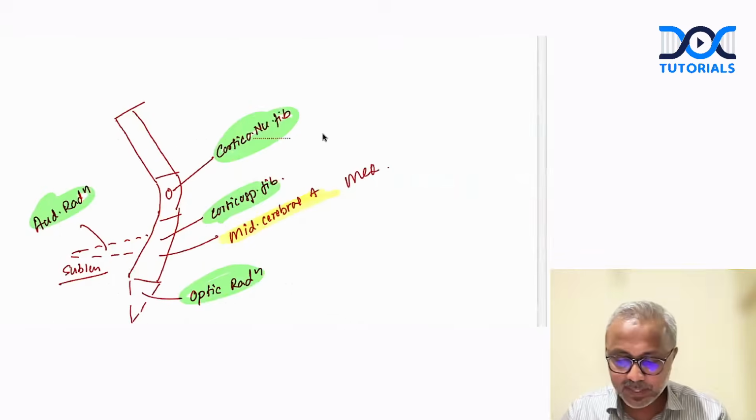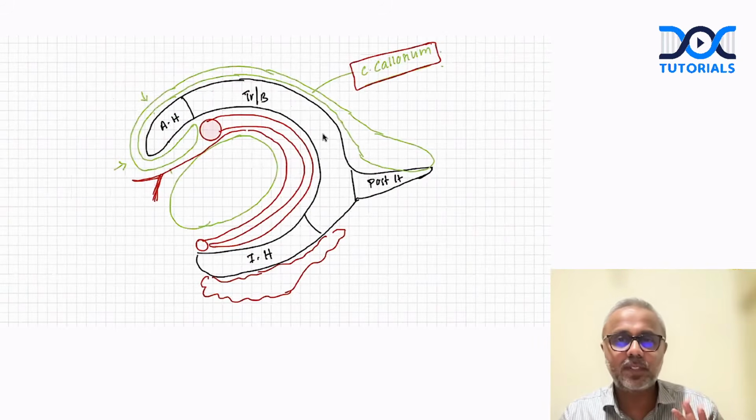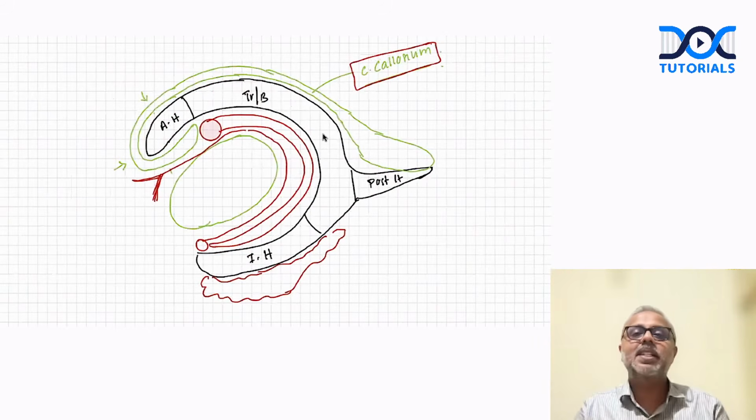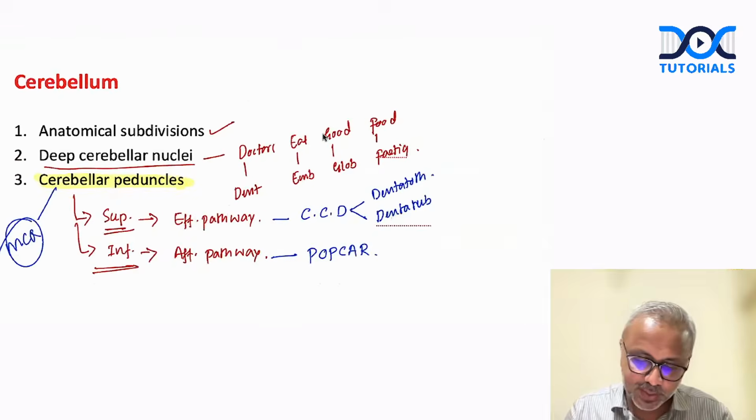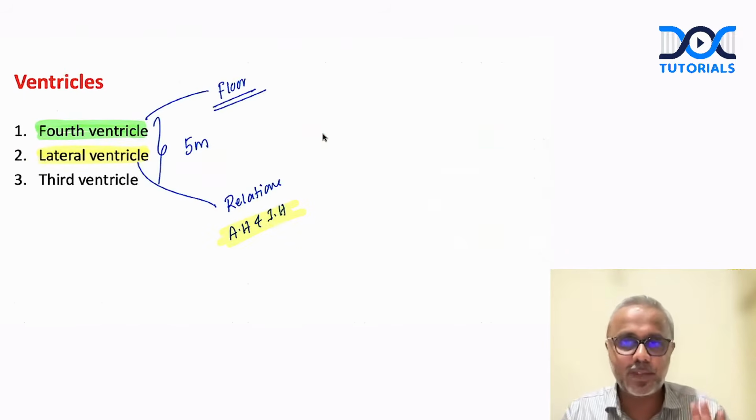The diagram that we learned in the chapter of the cerebrum is the diagram that will help you remember the relations of the lateral ventricle. If you can practice this and draw this one single diagram, it is enough for the relations of the lateral ventricle. You need not practice multiple diagrams. This one diagram. Done? Right. So this is regarding the ventricles of the brain.